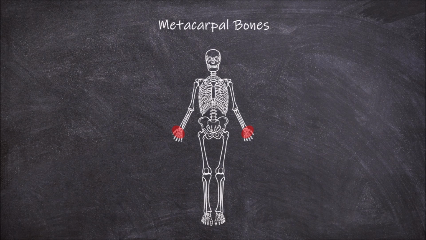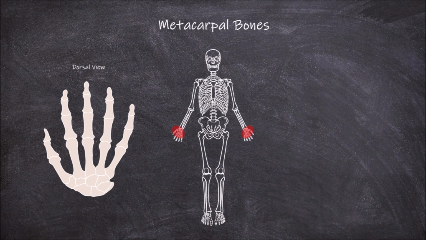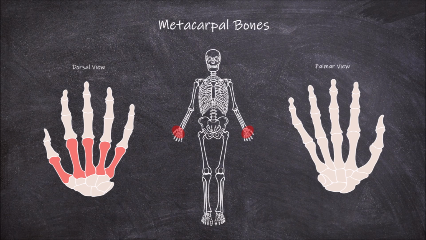If we look more closely at the back or dorsal view of the right hand, we can see highlighted in red the metacarpal bones between the phalanges and the carpal bones. If we look at the palmar view, they can be seen again highlighted in red. As seen here, each hand has 5 metacarpal bones, one for each digit.